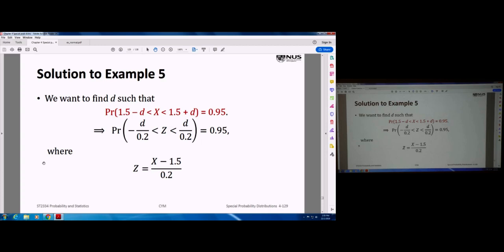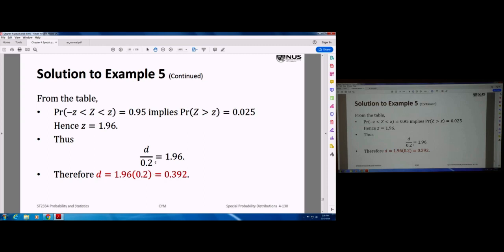As usual, you subtract the mean and divide by the standard deviation. The mean is 1.5, rather conveniently, so that 1.5 kills this one and this one, and the standard deviation is 0.2, so that's where we get this 0.2. That means we want to find d such that the probability equals 0.95. This one's pretty straightforward because d over 0.2 has to equal 1.96, because if you put 1.96 here and minus 1.96 here, the tail probability is 0.025. So d over 0.2 is equal to 1.96, which you get from tables, so I was able to memorize that. That gives you d should be 0.392.